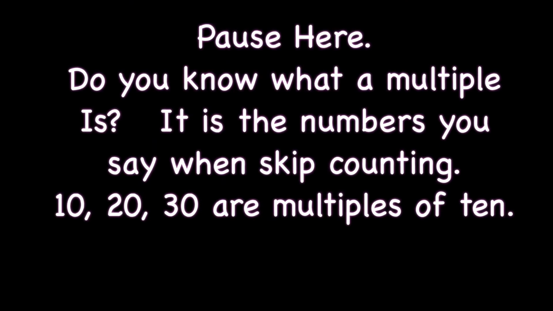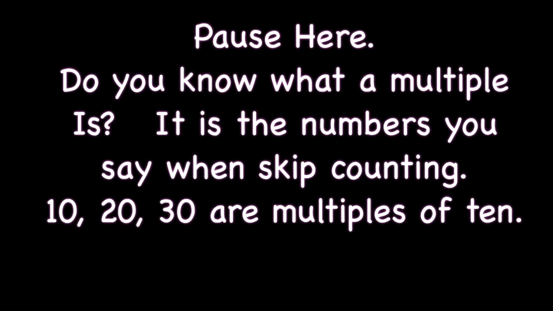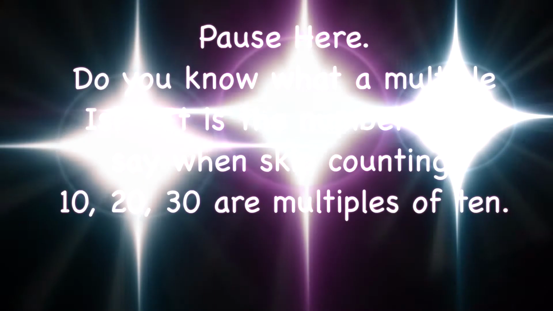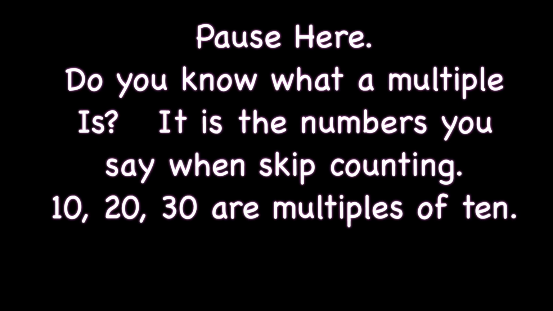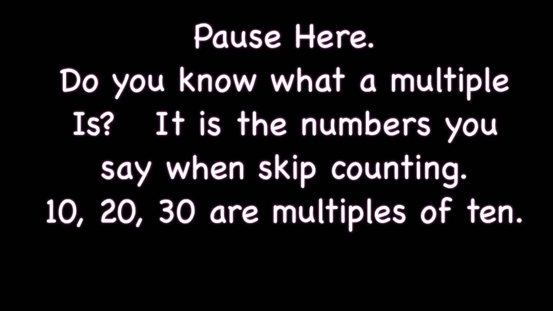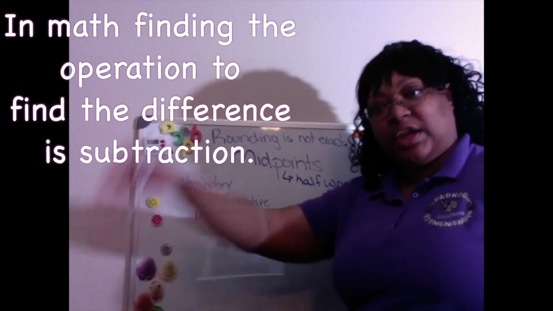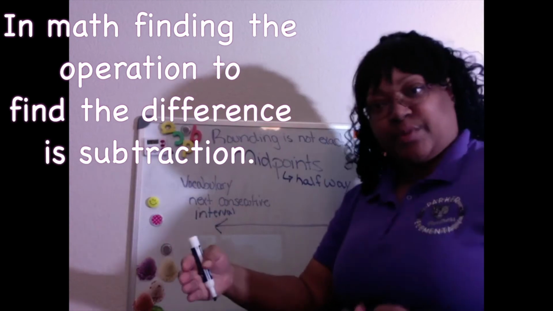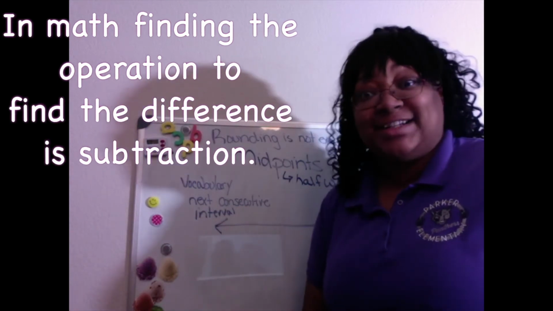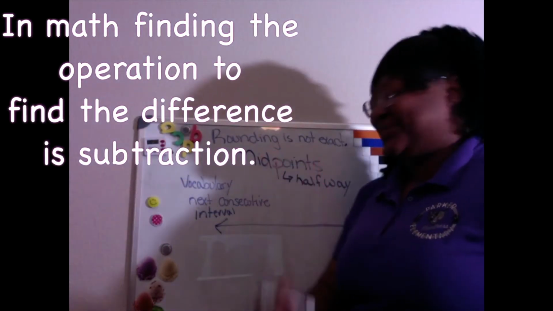Pause here. Do you know what a multiple is? It is the numbers you say when you're skip counting. 10, 20, 30, those are multiples of 10. The interval is the difference between where you started and where you end. And when we're trying to find a difference, we're subtracting.